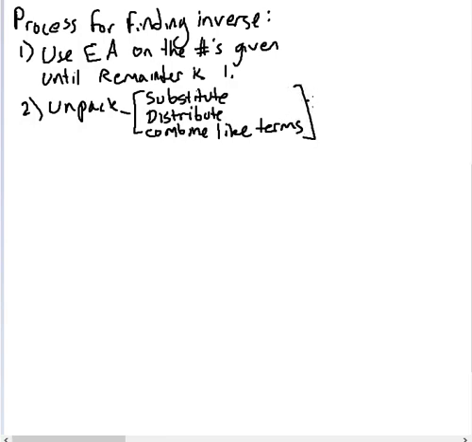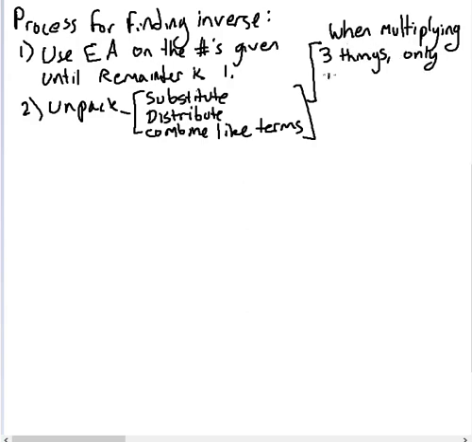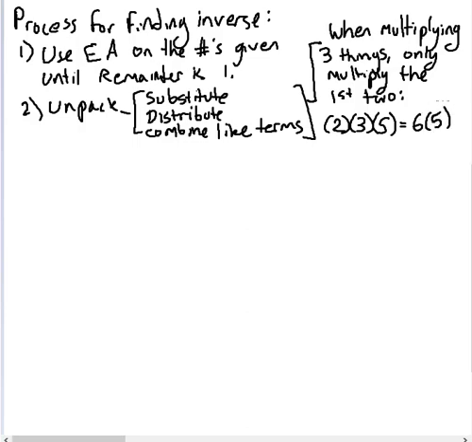And, not to be annoying, but when multiplying 3 things, only multiply the first 2. So, for example, if I had 2 times 3 times 5, I would write that as 6 times 5 and leave it like that. It's very important that we follow this to the T.